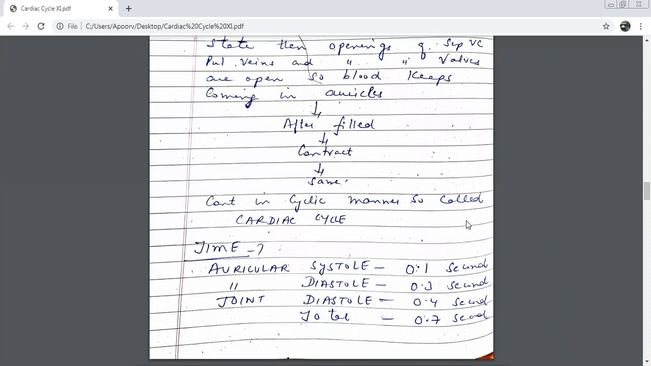This continues in a cyclic manner. That is why we call this cycle as which cycle? We call this the cardiac cycle. What is it called? Cardiac cycle. Very quickly with me.